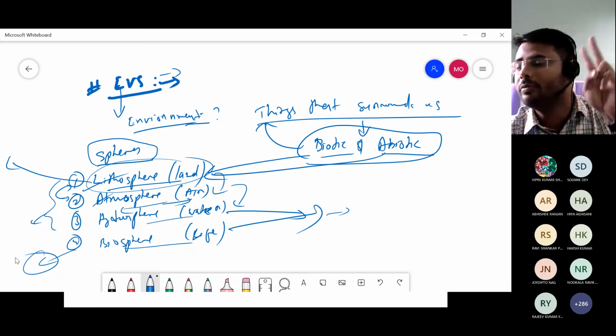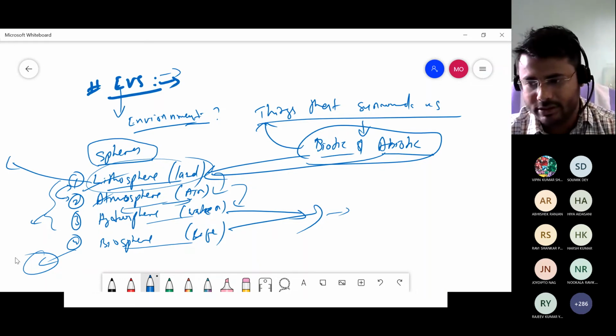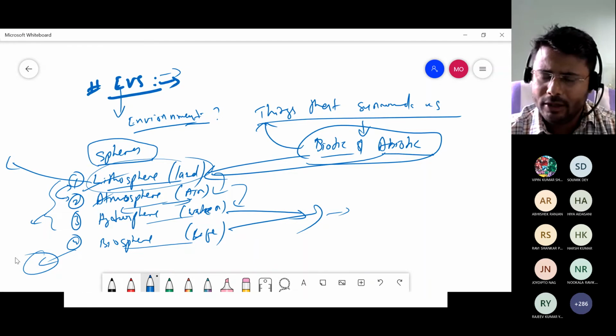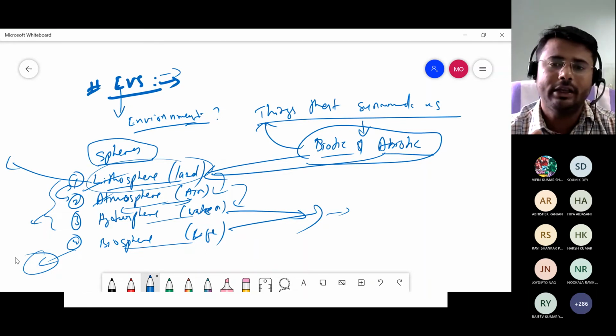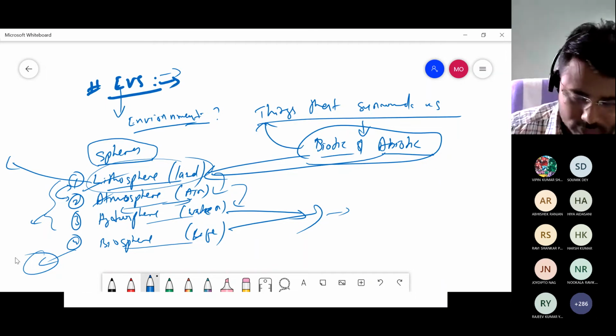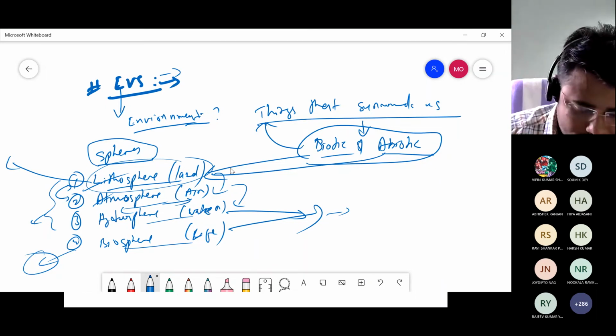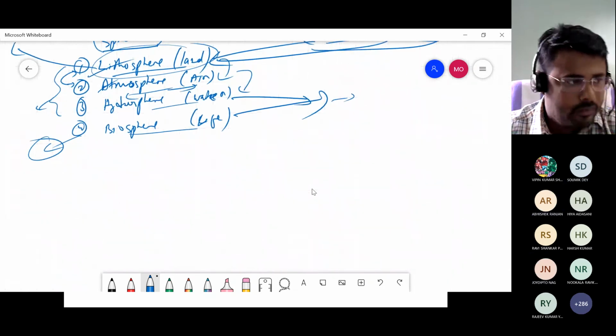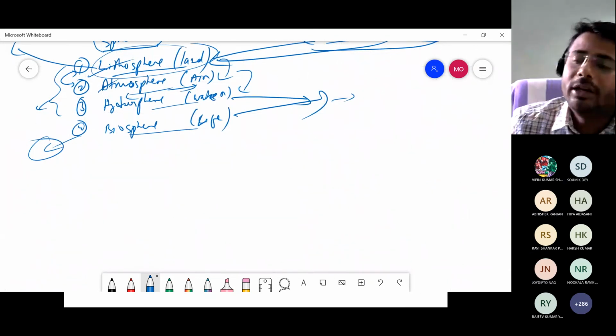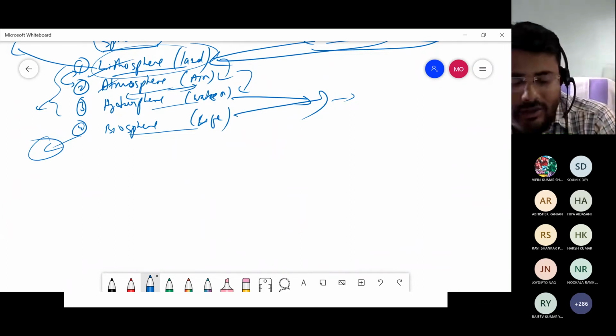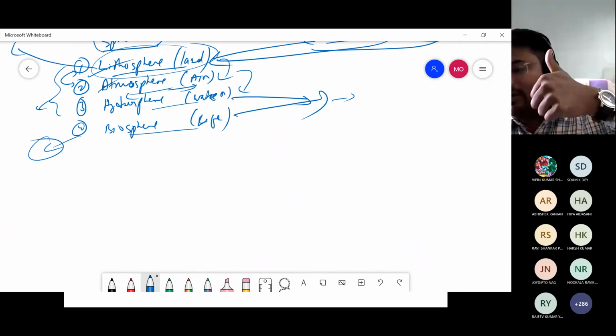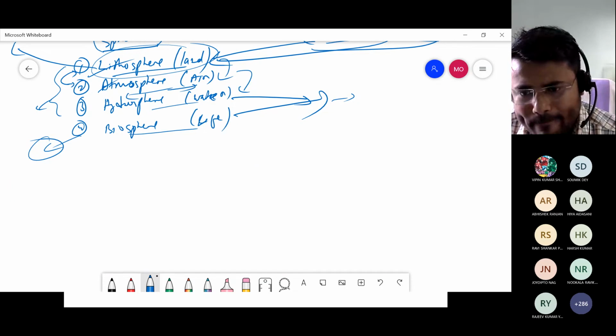The other two, hydrosphere and atmosphere, Dr. Mandal will teach. Understood? If you have any query during our class, you have all the liberty to ask. Okay? Is this understood? Yes, sir. So these things we will try to understand in this particular subject. Most importantly, I'll be talking about lithosphere and biosphere.